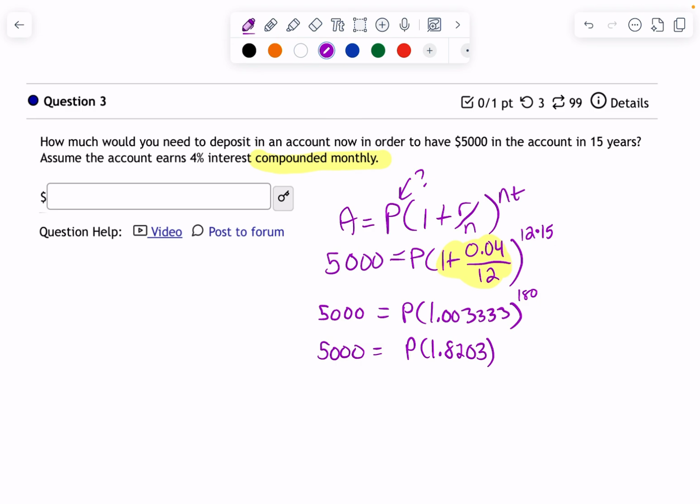And now the final step, I'm trying to solve for P. So I need to get rid of anything that is surrounding it, which is this 1.8203. So I'm going to divide both sides by that. Now in the background in Desmos, I'm just going to type 5,000 divided by, and then use the answer button so that it's pulling all of those decimals for me. And it says 2746, and then that rounds to 80 cents. So that is what I want to put in this box here.